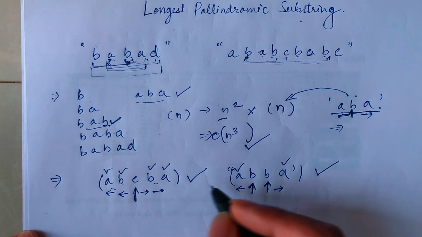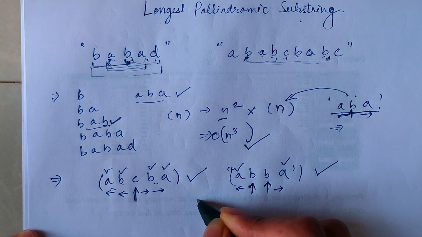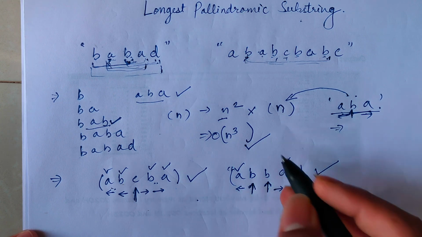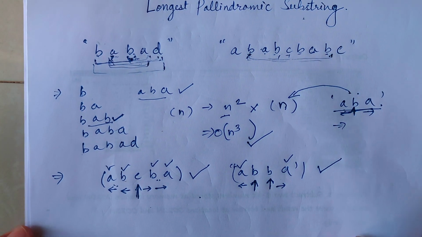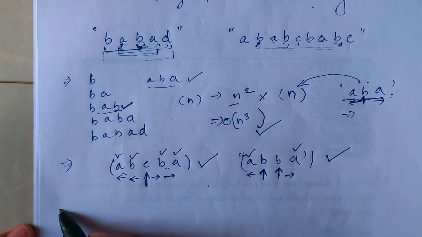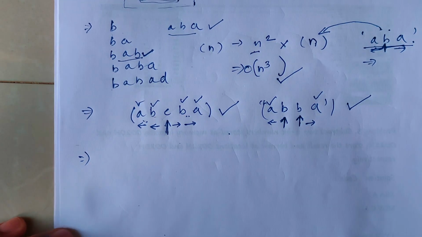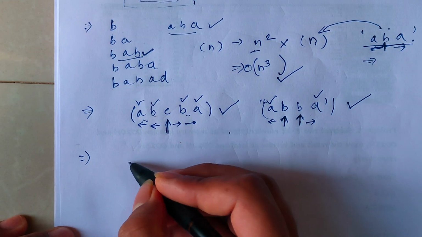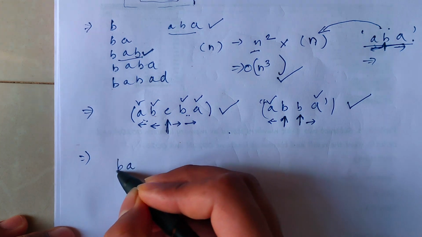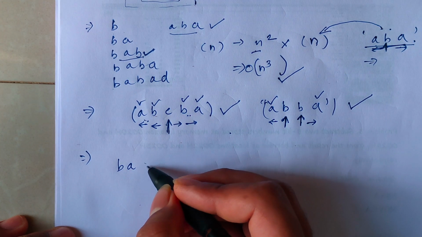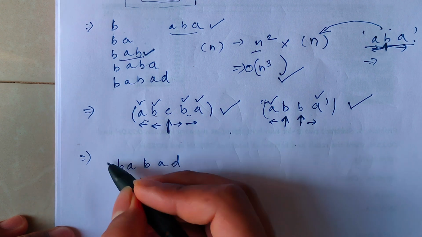So we are going to use this observation to reduce our time complexity. So how are we going to do this? Let's check. Suppose we have B A B A D, this is a string.